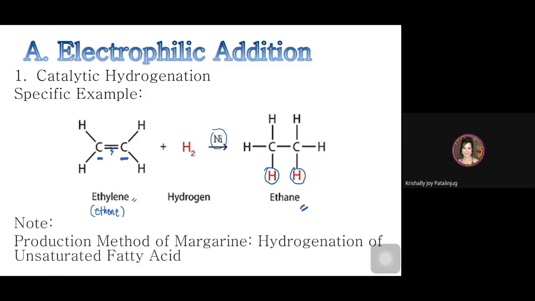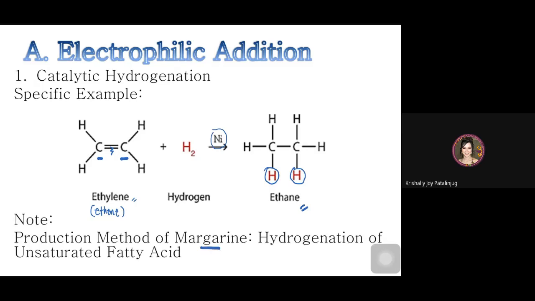Now, one of the industrial importance of this process, yung catalytic hydrogenation, is in the production of margarine. Okay? Si margarine pala, this is being produced. Yung source niya is a fixed oil. Okay? Kailangan mo ng fixed oil para ma-produce ang margarine, and fixed oils are actually unsaturated. Sorry ha.